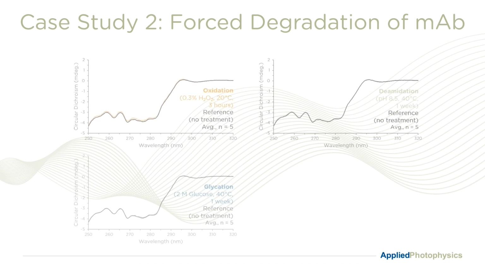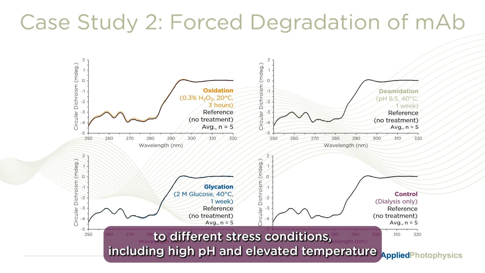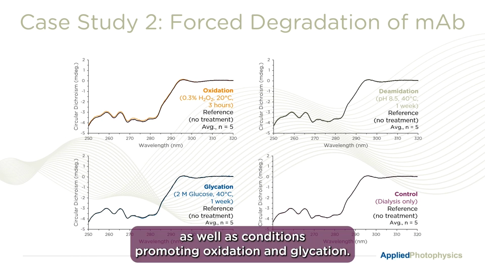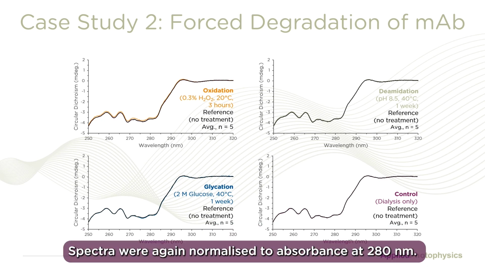For the HOS comparisons, antibody-based samples were subjected to different stress conditions, including high pH and elevated temperature to promote asparagine deamidation and aspartic acid isomerization, as well as conditions promoting oxidation and glycation. For each condition, 5 independent replicates were assessed by near UV CD using a Chiroscan Q100. Spectra were again normalized to absorbance at 280 nanometers.